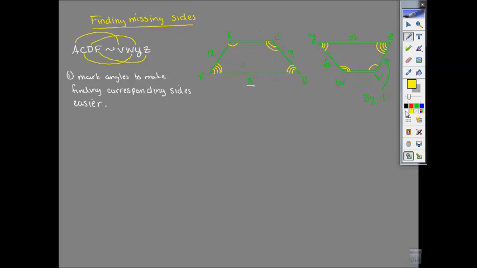Now, that means that this 9 is going to correspond to this 6. This 12 is going to correspond to the 3y minus 1. And the x is going to correspond to the 10. Okay. So that was step 2. I marked the corresponding sides. Okay, so I know what goes with what.